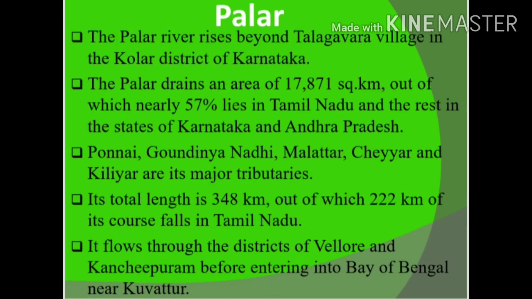Next one is River Palar. It rises beyond Talakavara village in the Kolar district of Karnataka. The total area of River Palar is 17,871 square kilometers. In that, nearly 57% lies in Tamil Nadu, and the rest in the states of Karnataka and Andhra Pradesh. Ponnai, Gaundinia, Nandi, Mallattar, Cheyyar and Kiliyar are the major distributaries of River Palar.